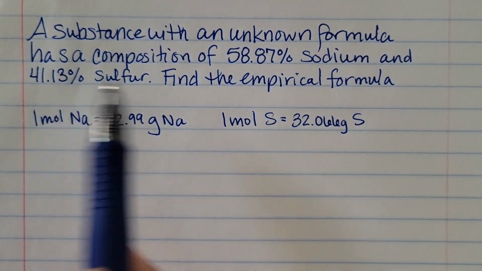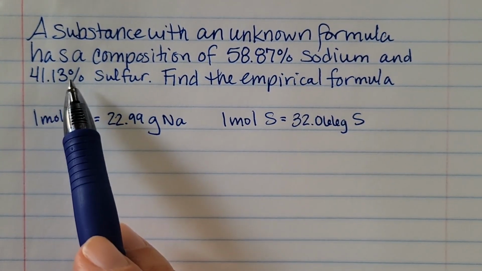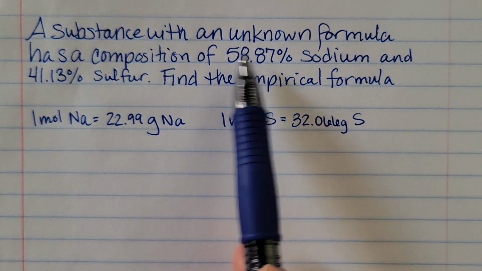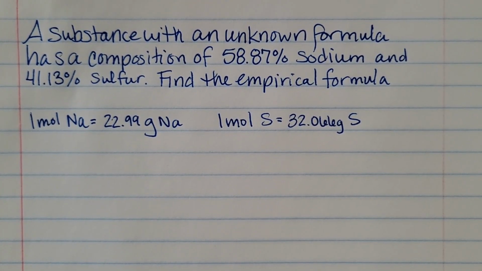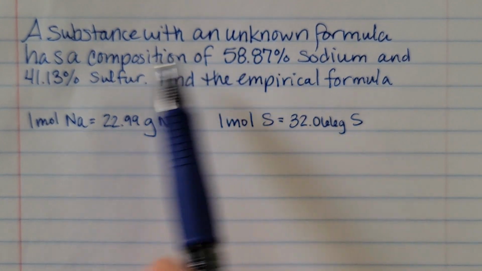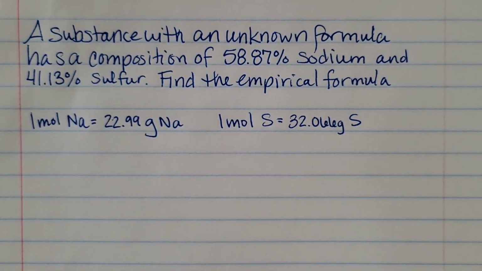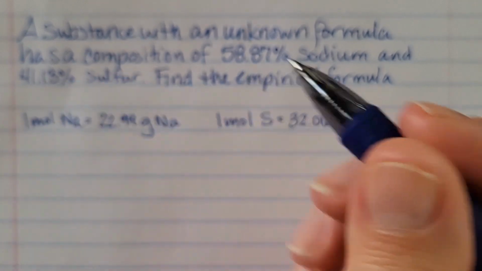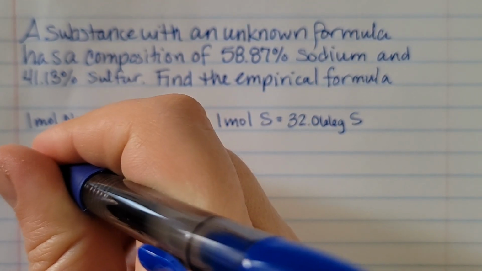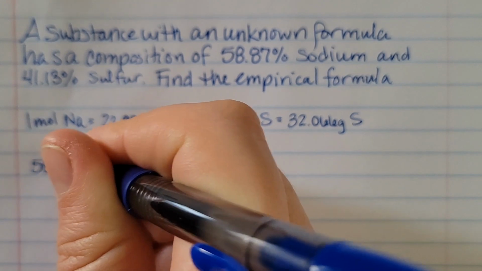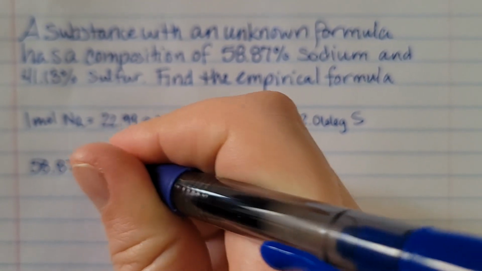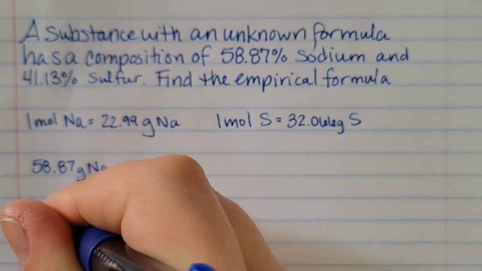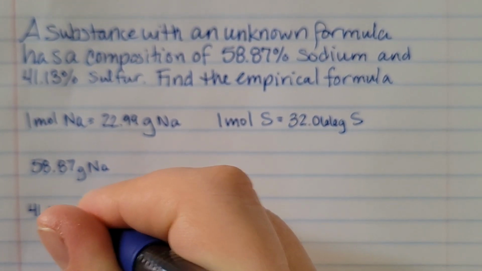After that, we have to start with masses. We have been given percentages. So if you're given masses, you're ready to go. If you're given percentages, all you have to do is drop the percentages and put grams next to them. And you can just assume that this is out of 100 grams, and the percentages and the grams will match up perfectly. So I'm going to write down 58.87 grams of Na and 41.13 grams of sulfur.